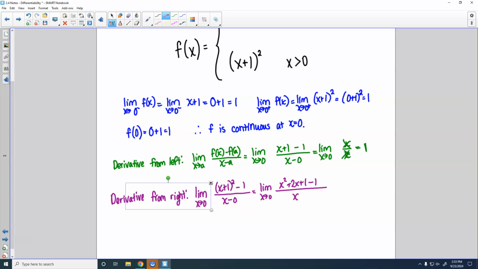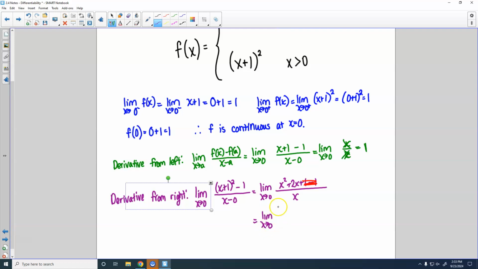Does that happen yet? Plus and minus 1 cancel first. Then we can factor out an x. So be sure not to just cancel an x that you see. You've got to factor out an x. So that will look like this.